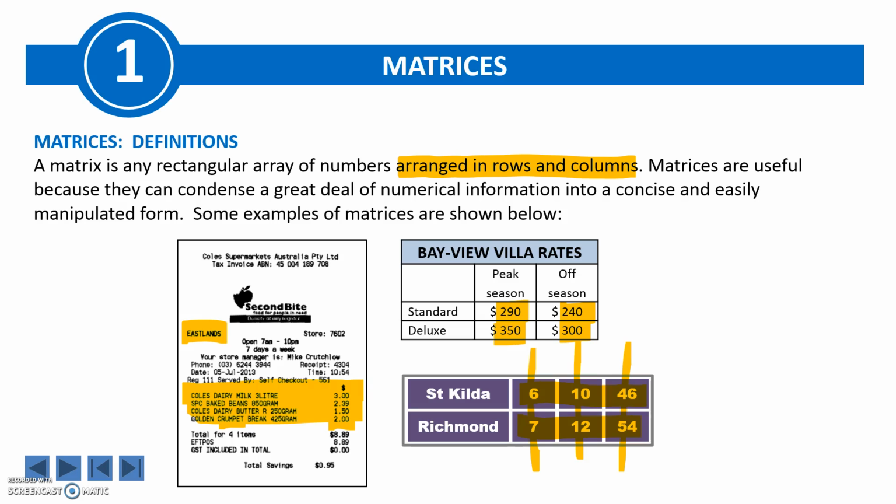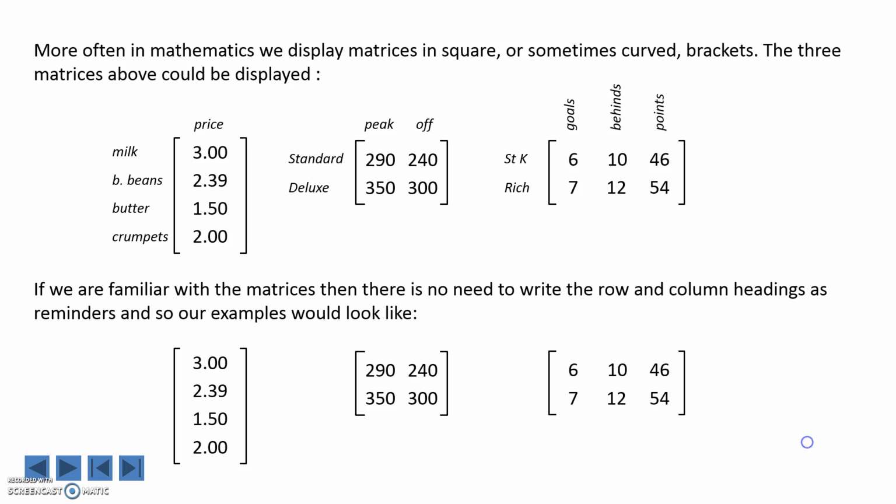So let's turn these into a matrix. So a matrix looks like this. We're going to display ours as square bracket matrices, and the information that we've just talked about could be displayed like this. So when you are unfamiliar with the information that you have, you would write what each of the rows refers to. So for example, we've got $3 for milk, so we're going to put milk outside.